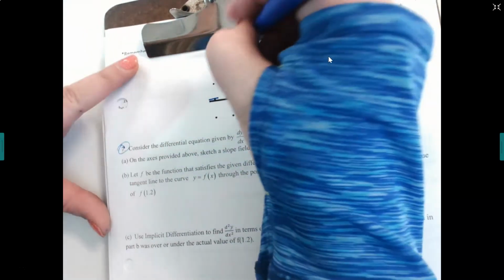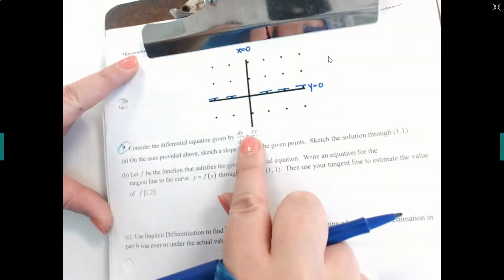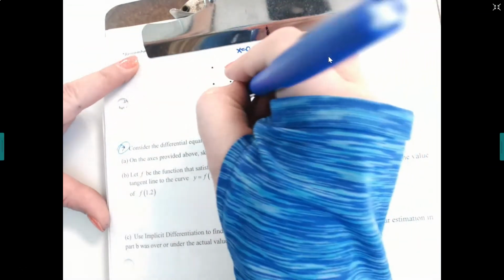Okay, then this column here is when x is 0. Now think about if x is 0, then when I multiply that out, it's going to come out to be 0 as well. So automatically, I have every point there already finished. Okay, now let's go through this row here.